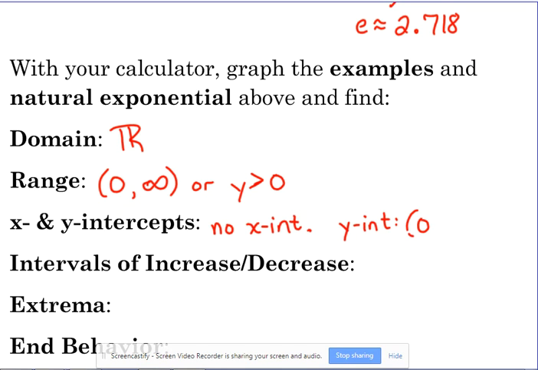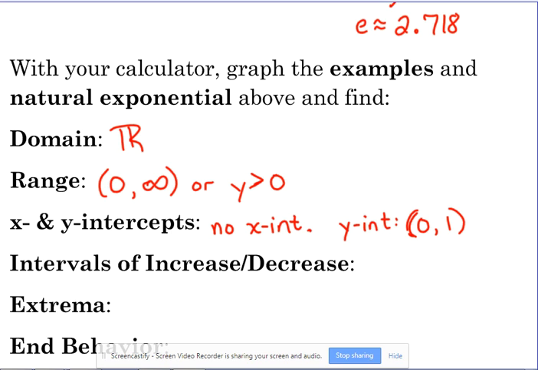0, 1. Okay. All of these, when your x is 0, when you plug in 0 for x, you're raising a number to the 0 power, and anything to the 0 power is 1. Okay. So that's the normal y-intercept for an exponential function.